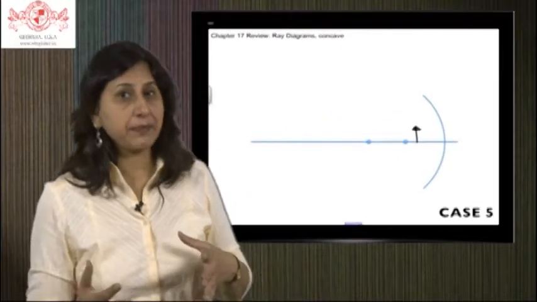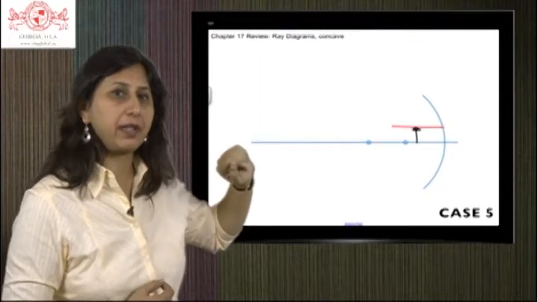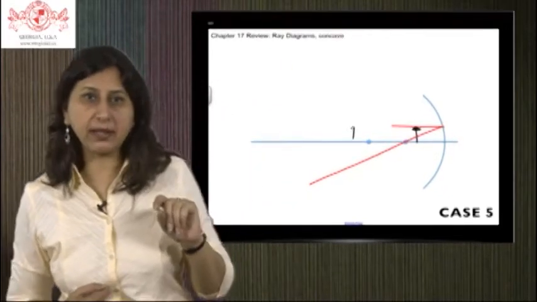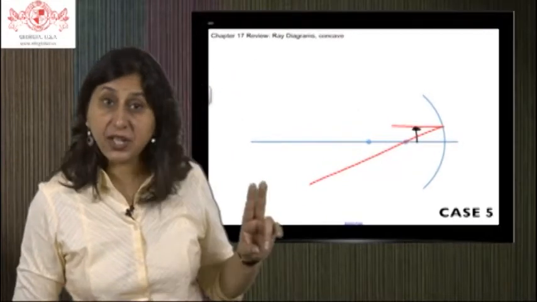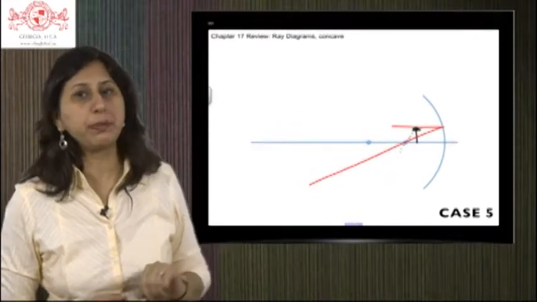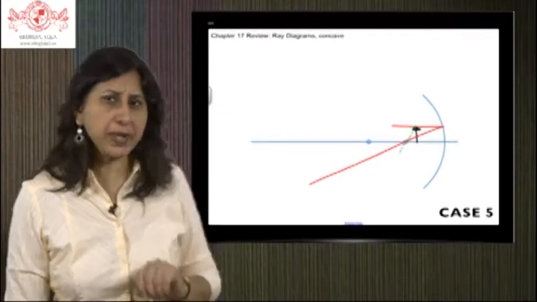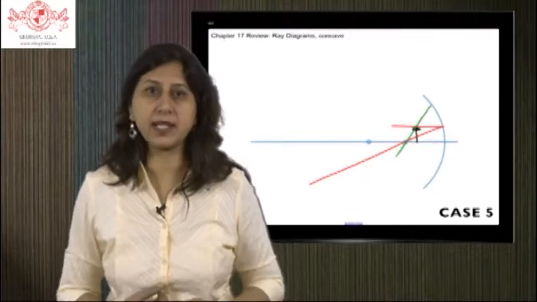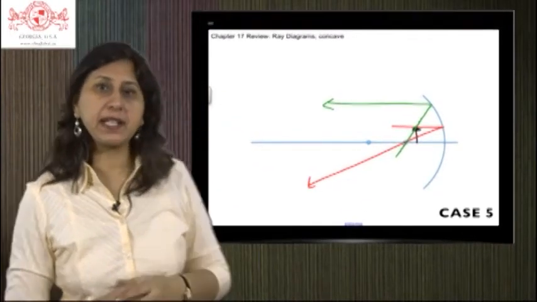Case 5 is where the object is placed in front of the focus F. Let us look at the ray diagram. The first ray will be parallel and then out through the focus F. Now the second ray passes through the focus and then out parallel to the principal axis. So this is how it looks. Now what we need to do is trace the rays back beyond the reflected rays. That will be behind the mirror. Now we find an image.